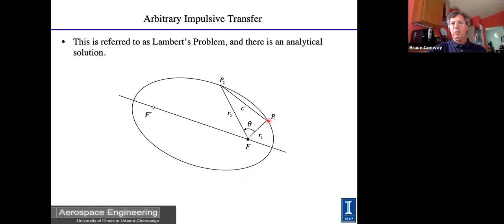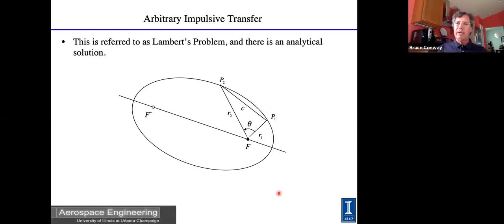Suppose that point P1 here is the position of Earth at departure. P2 will be the position of Mars when you want to arrive. So you know the radius vectors, you know this interior angle, and so on. If you choose a desired flight time, which of course you have to know if you are going to determine where the planets are at launch and arrival, then the problem is to find a section of an ellipse that joins these 2 points in the required flight time.